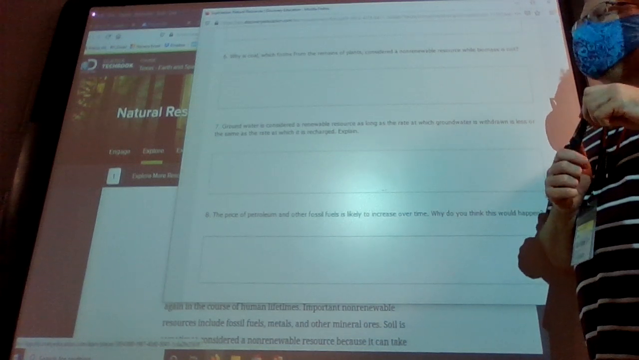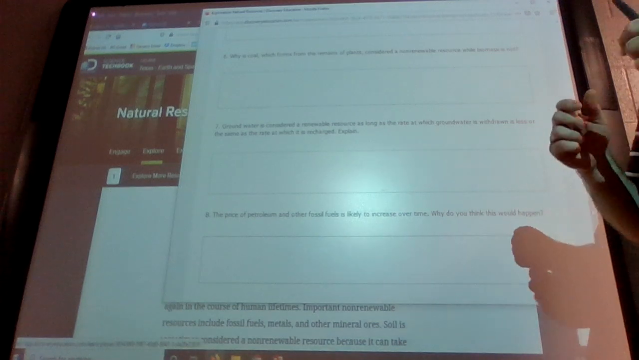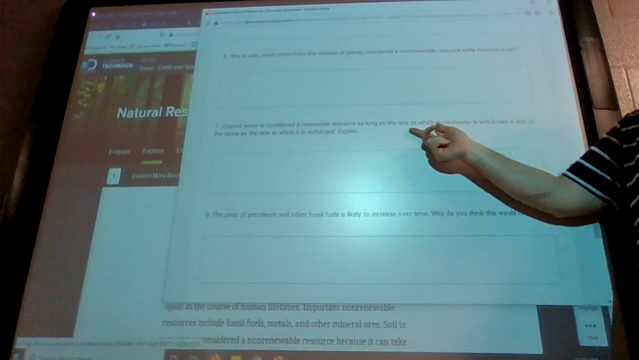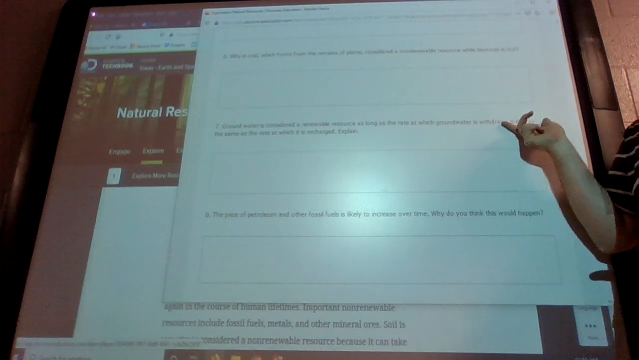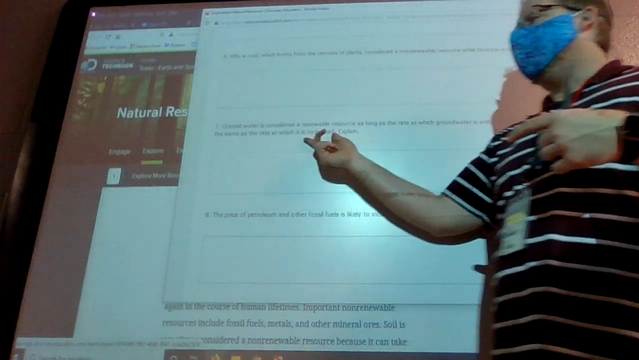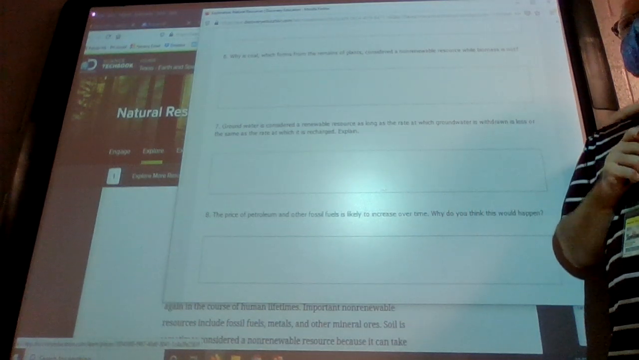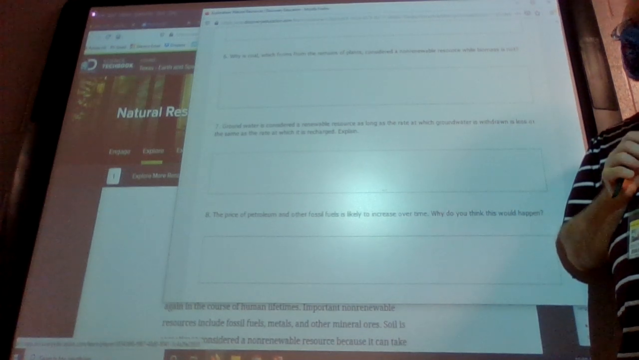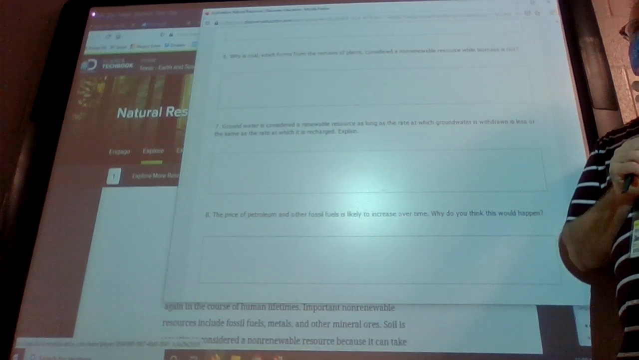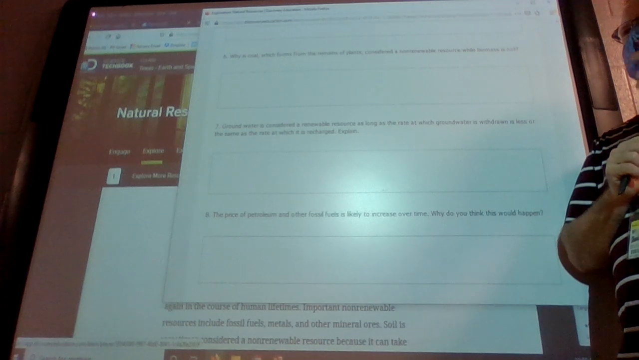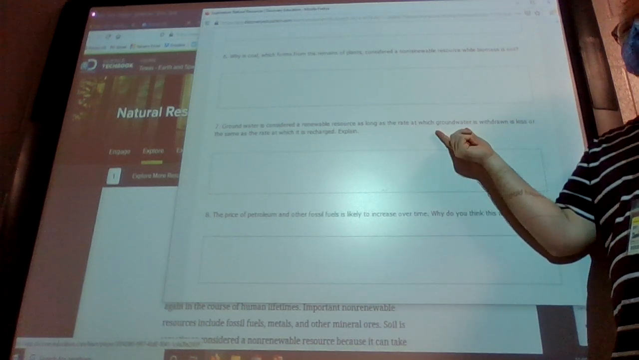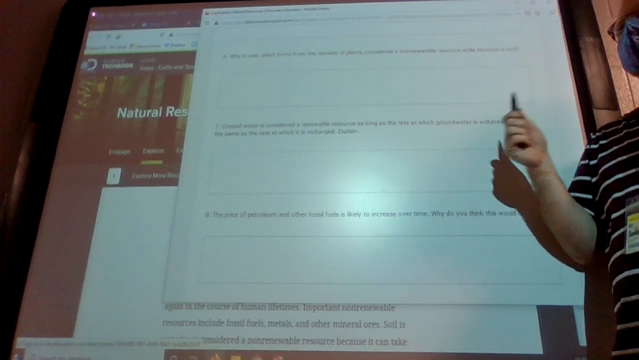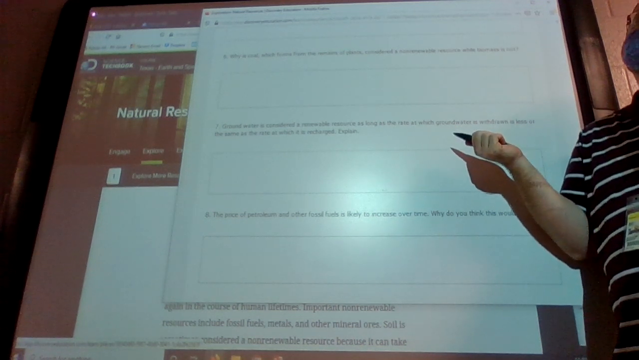All right, so here's where we get a little iffy on renewable and non-renewable. Groundwater is considered a renewable resource as long as the rate at which groundwater is withdrawn is less than or the same as the rate at which it is discharged. Explain. So yes, but why yes? Because if we're taking it as much as it's replenishing itself, then it's not going to run out. Yes, but if you draw too much, what's going to happen to it? We're going to suck it dry. It's going to run out, and it won't be gone forever, but it could be gone for your lifetime.